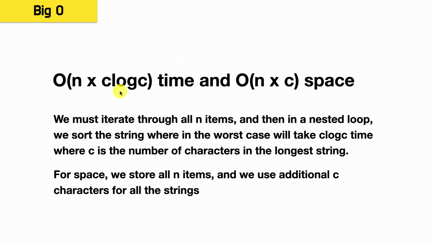The space required for this is n times c, where n is the total number of items, and c is the characters. So notice we're accounting for the items and the characters in the strings for both the time and the space. This is because the number of items can grow arbitrarily large, and then also the number of characters in an individual string, so we must account for both.